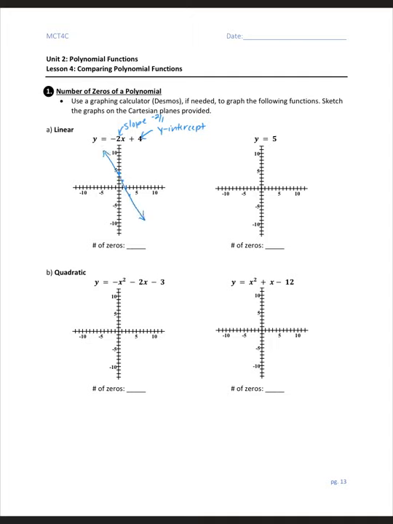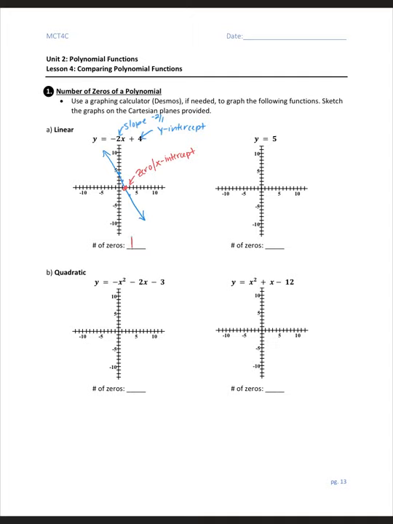And if we wanted to count how many zeros we have, we can see, well, how many times does it cross my x-axis? And it just crosses that one time. So that's our 0 or x-intercept. And it only crosses our x-intercept one time, so we have 1 zero.